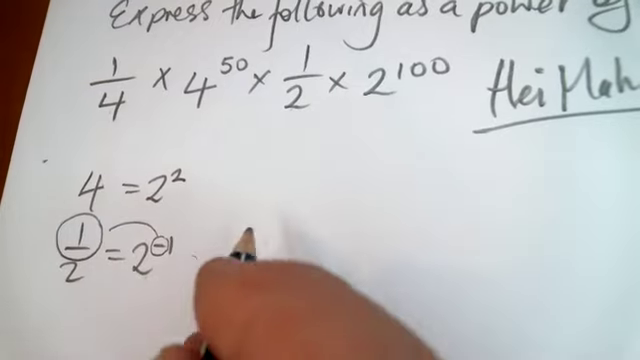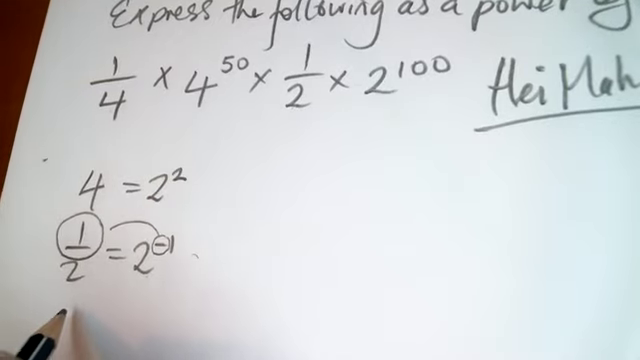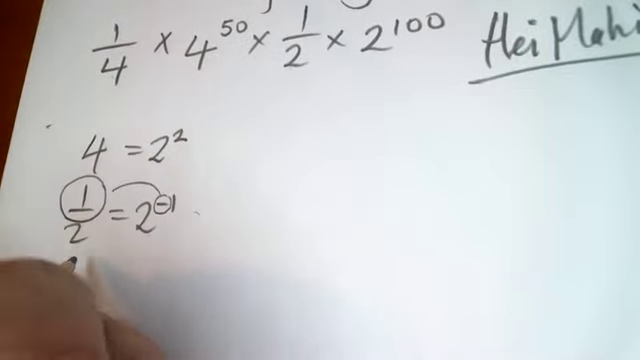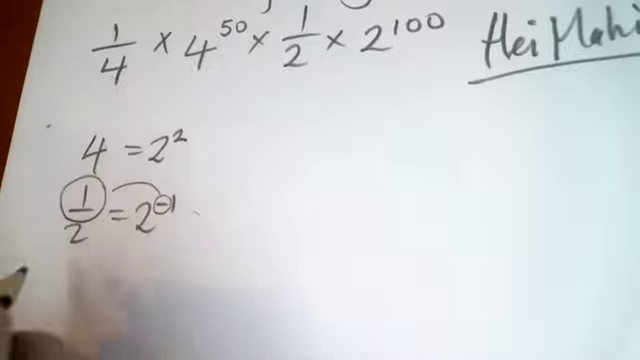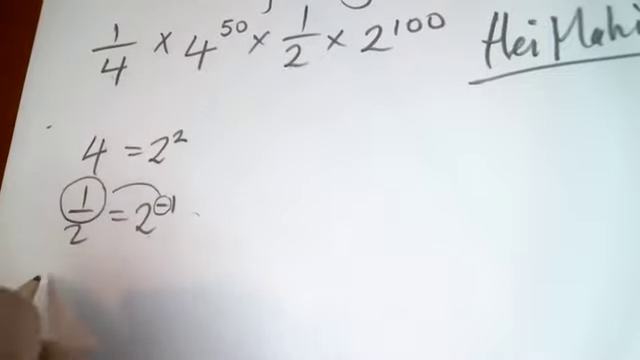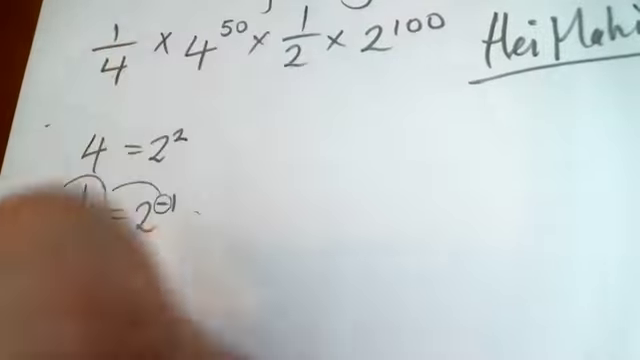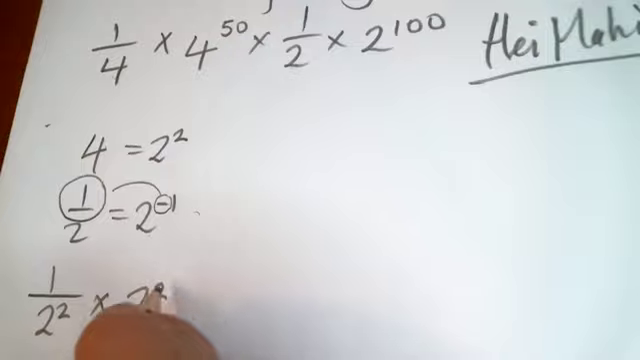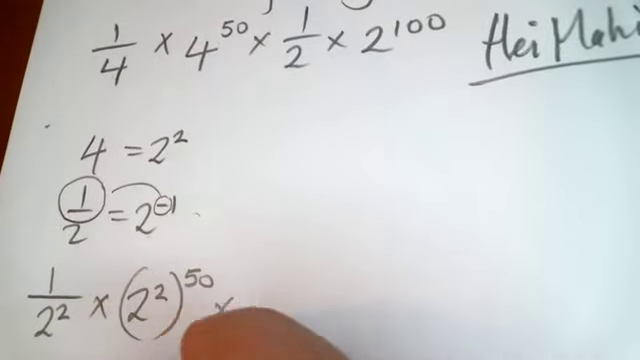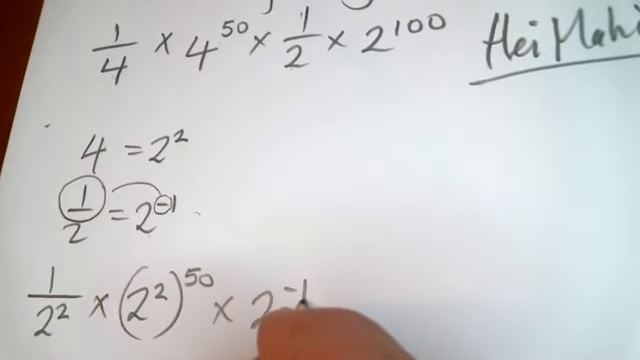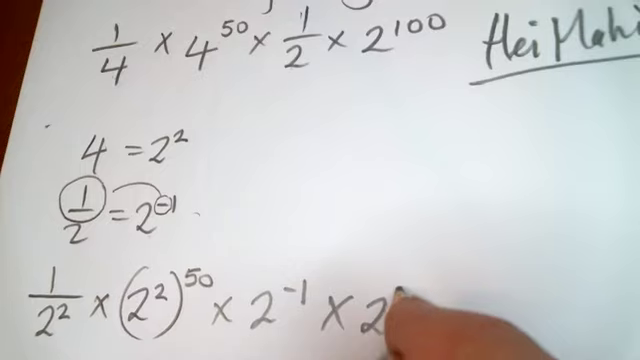So I'm going to now restate this. So let's have a look. I got 4 to the quarter. I got 1 quarter, which I can now write as 1 over 2 to the power of 2, times we've got 2 to the power of 2, all to the power of 50, times, 1 over 2 is going to be 2 to the -1, times 2 to the 100.